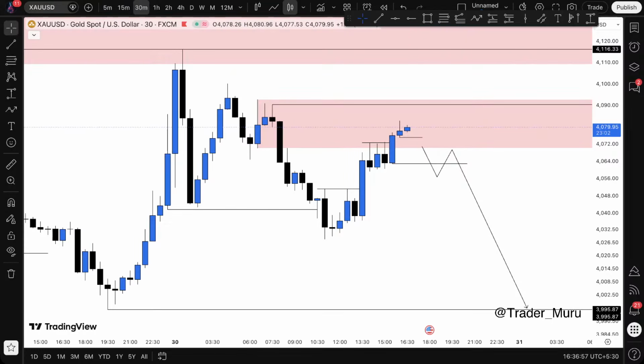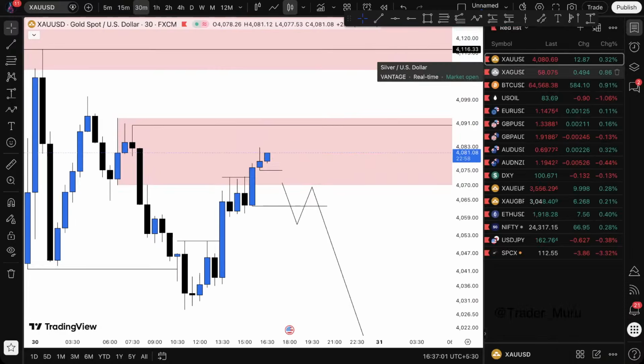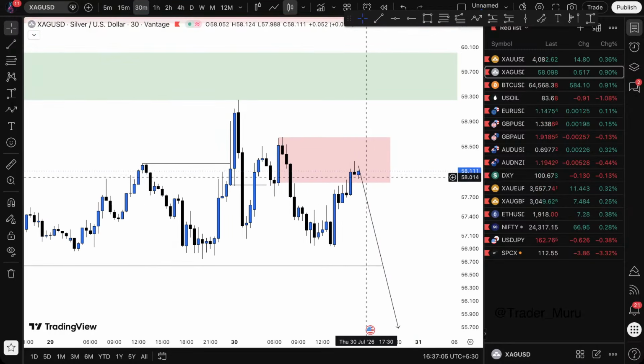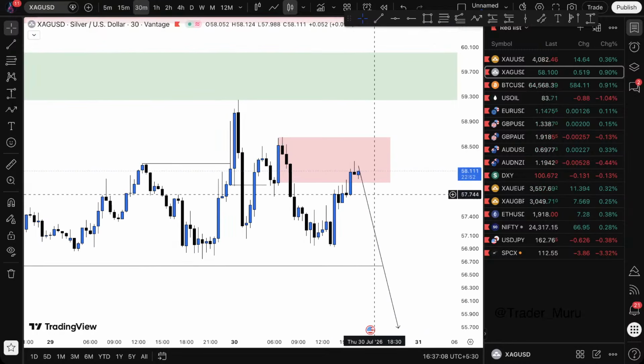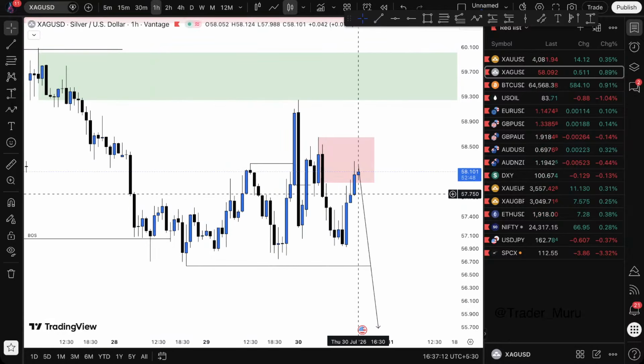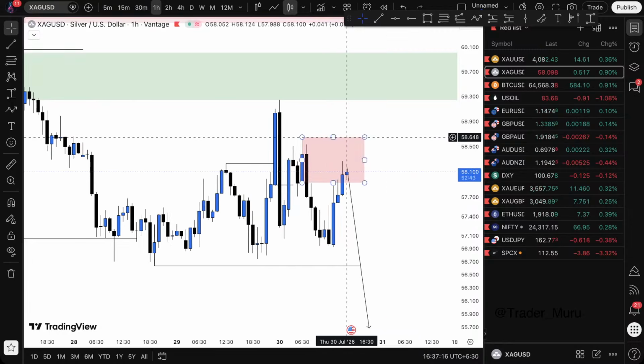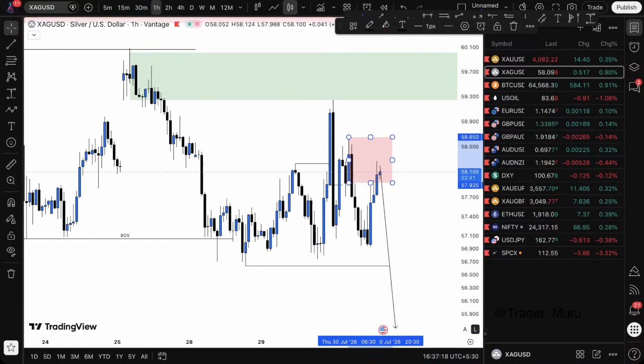Views on silver. There is the same area in silver. We need a break of this low in silver too. 1 hour low break, this one, 57,700. Then you can short it. Stop loss will be above this red zone.